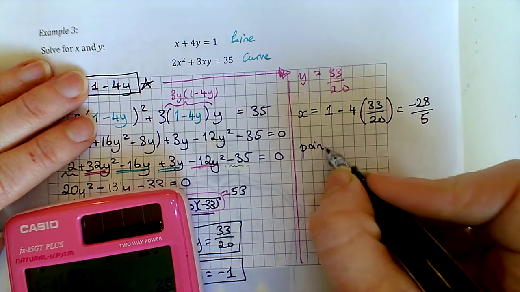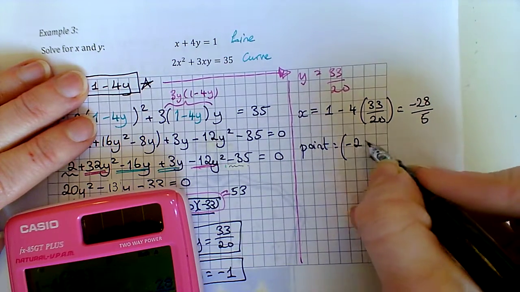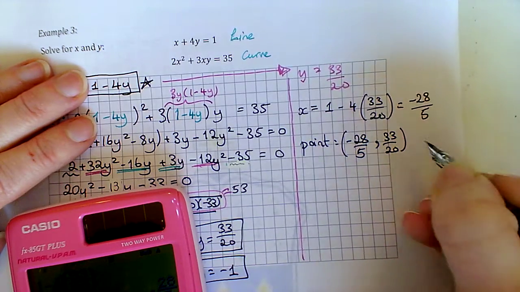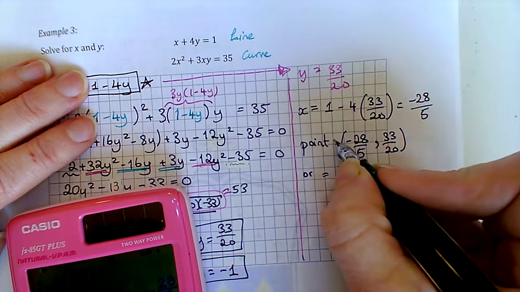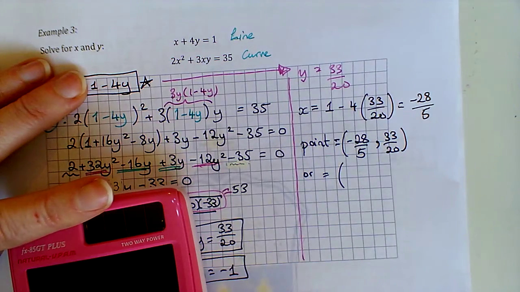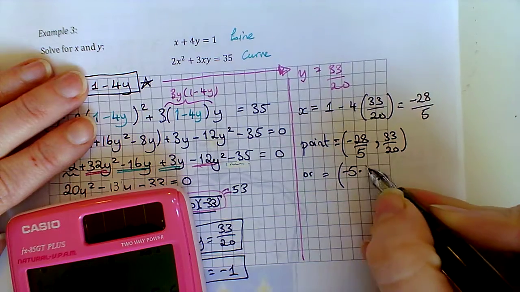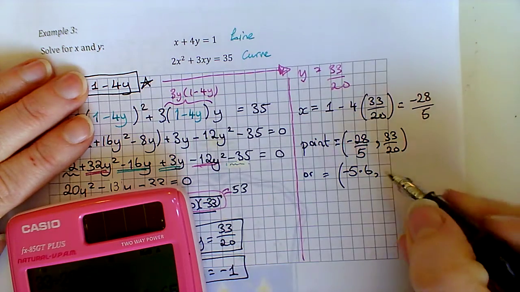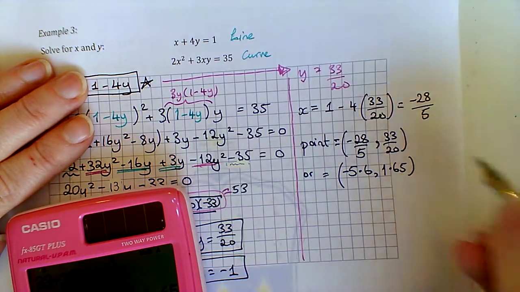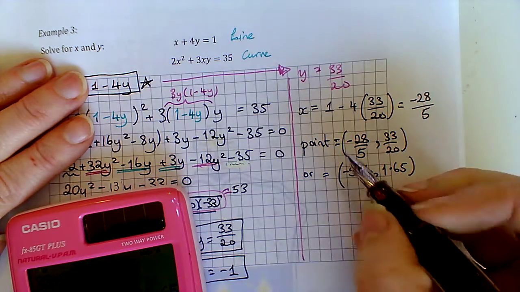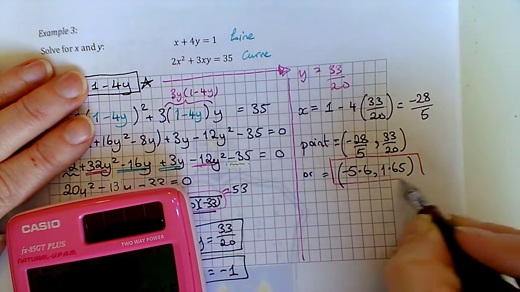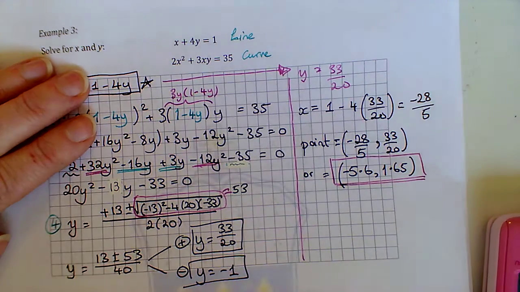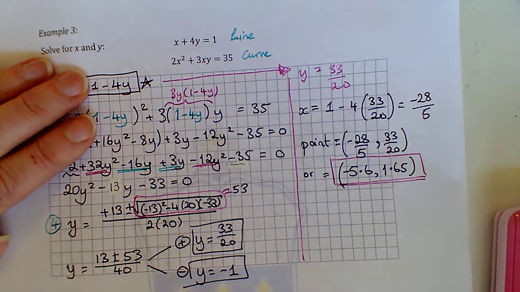You leave that as a fraction. So one of my points of intersection will be minus 28 over 5, comma, 33 over 20. Or you could write these as decimals. Minus 5.6, comma, 1.65. It's great if you're more comfortable with decimals. It's great when it works out, but unfortunately, they won't always work out. If you have a 3 under the line or a 7 under the line or something like that, you need to be able to work with the fractions as well.